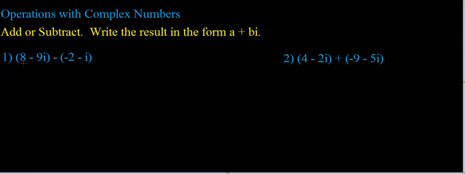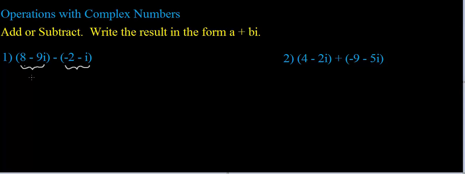A complex number is made up of two parts. This complex number has a real part and an imaginary part. So we're subtracting this complex number from this one.